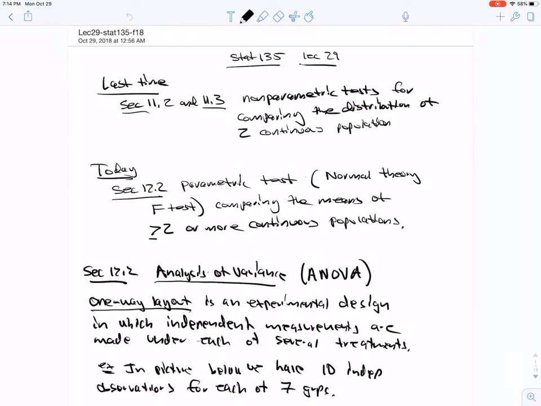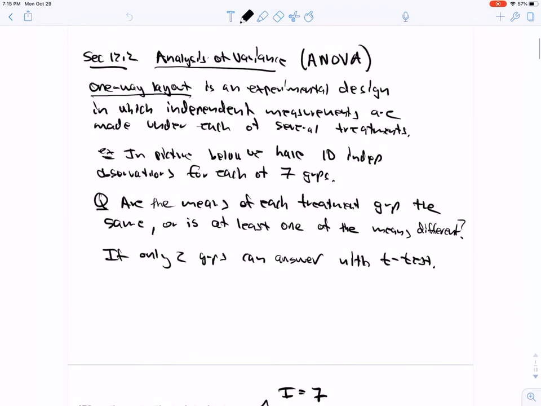Today we're generalizing that by considering a parametric test comparing the means of greater than or equal to two continuous populations. So this is using normal theory and in particular the F-test, which is a generalization of the t-test. So the analysis of variance, known as ANOVA, we're going to be concentrating on a one-way layout, which is an experimental design in which independent measurements are made under each of several treatments.